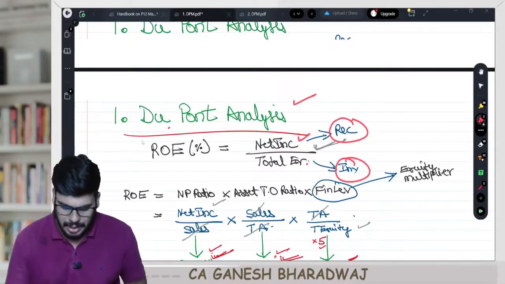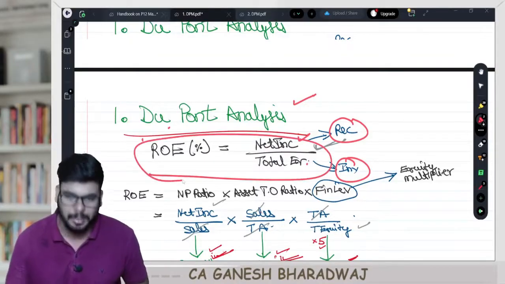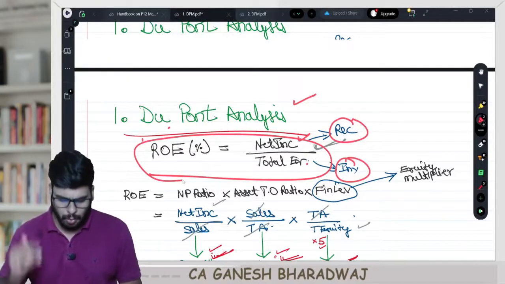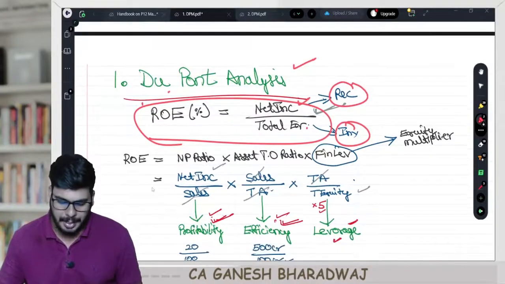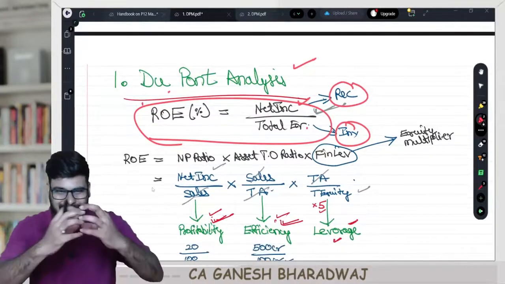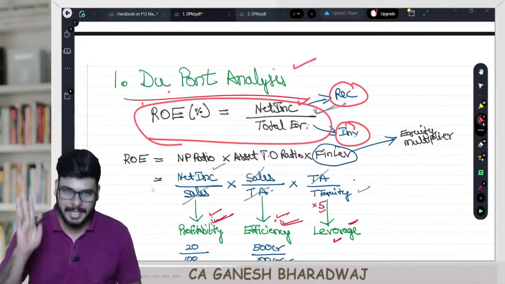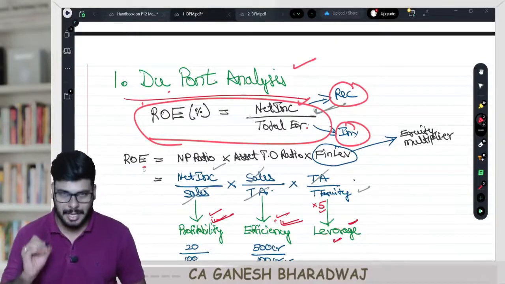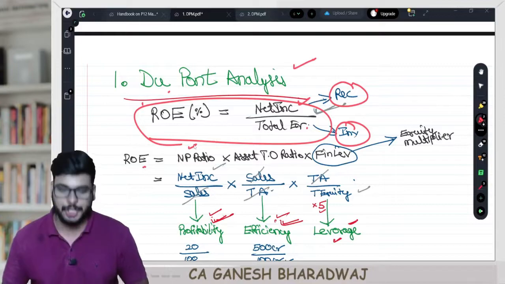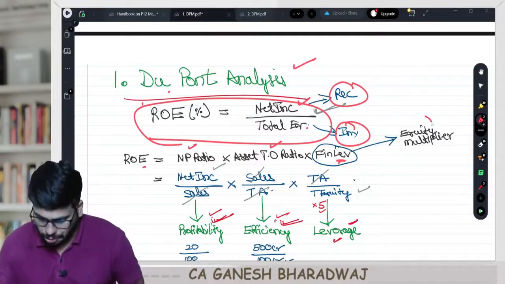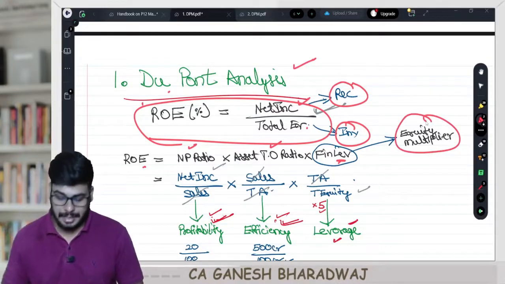Clear with this, guys? This is the return on equity formula. Fine, sir. Return on equity formula is this, we all know. Now, what does this DuPont analysis say? DuPont analysis is actually bifurcating this return on equity formula into three. It says return on equity is equal to net profit ratio into asset turnover ratio into financial leverage. This financial leverage is also known as equity multiplier. What it is, I will tell you.